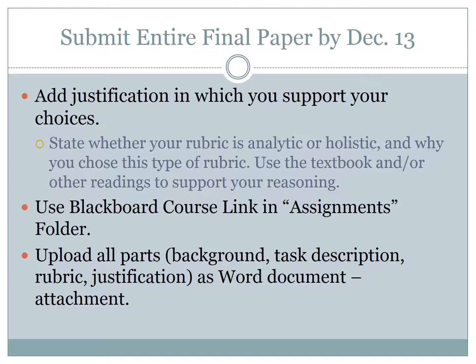The entire final paper should be uploaded as a Word document by December 13th. So by that point you've almost finished it, and the only thing you're going to need to add after you make your modifications based on feedback is a justification in which you support your choices. Specifically, you're going to state whether your rubric is analytic or holistic and why you chose this type of rubric. So look at the chapters, readings on why it's important to use either analytic or holistic, and you might want to refer back to that in your paper.